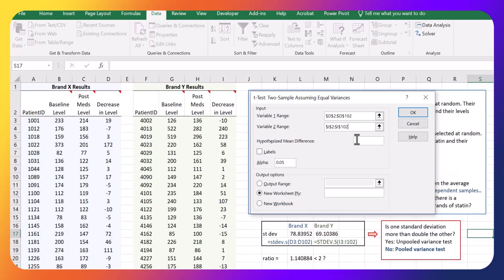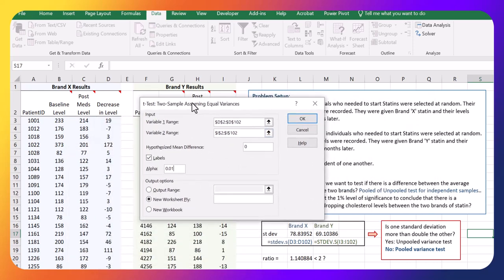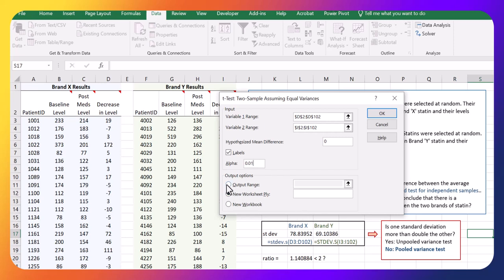Now, hypothesized difference, I'm putting it at 0. Again, I just want to see if there is a difference. Sometimes you don't just want to tell, is there a difference? You want to ask kind of by how much. That would be the case where you put a non-zero amount here. Check off labels. Depending on your level of significance given in the problem, let's test again at the 1%, so I'm going to put alpha at 0.01. And let's just put this output in a new worksheet, and let's call this results. Beautiful.